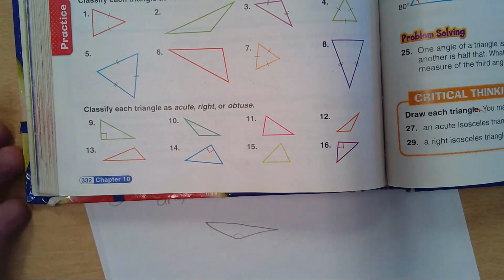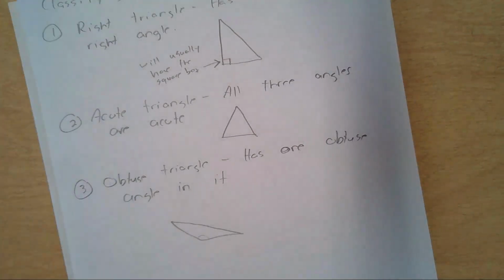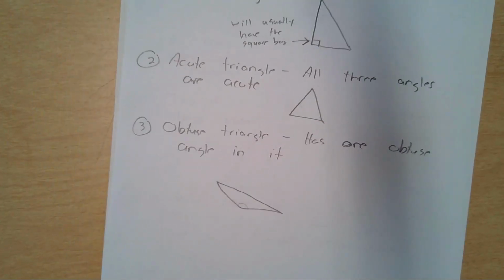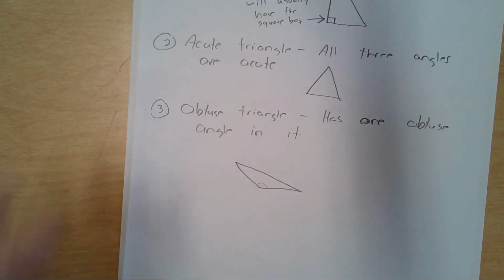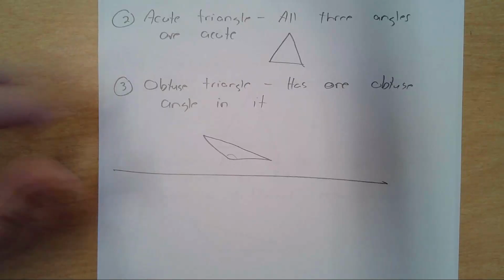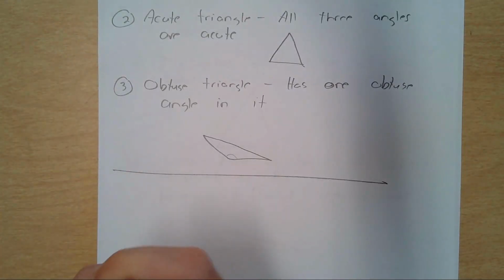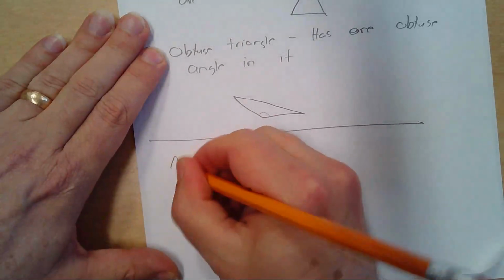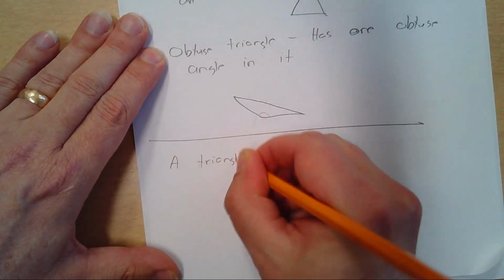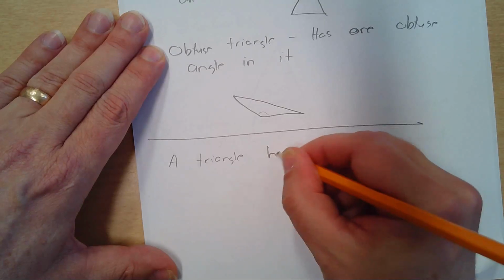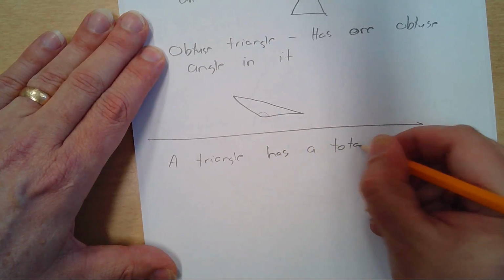Okay, next side. Now we're going to start dealing with measurements of a triangle. Does anybody know how many degree measurements a triangle has? 180. 180 is correct. So a triangle has a total measurement of 180 degrees.